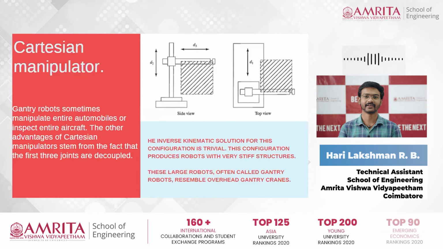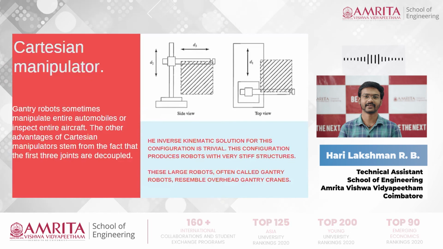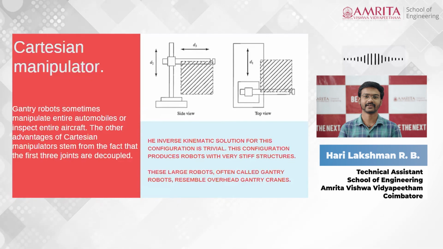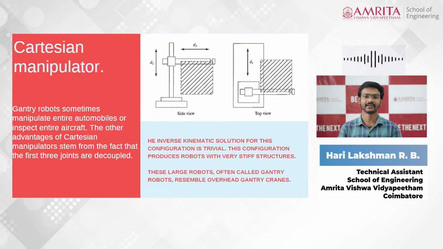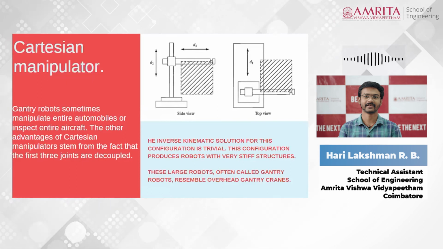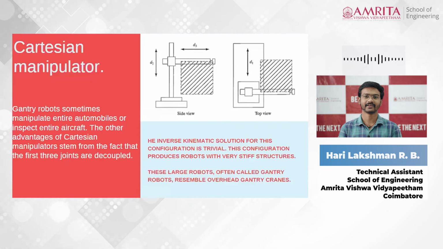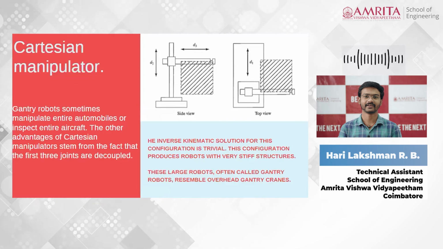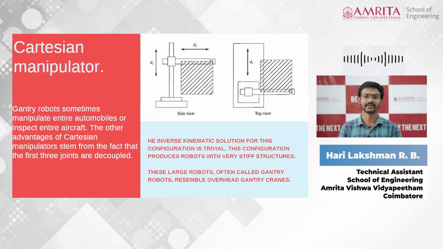The other advantage of Cartesian manipulators is the fact that the first three joints are decoupled. This makes them simpler to design and prevents kinematic singularities due to the first three joints. So the three joints provide the motion, but it is kind of useless when it comes to dynamic analysis.